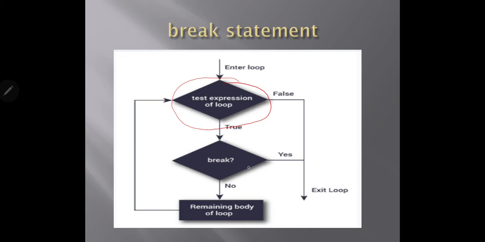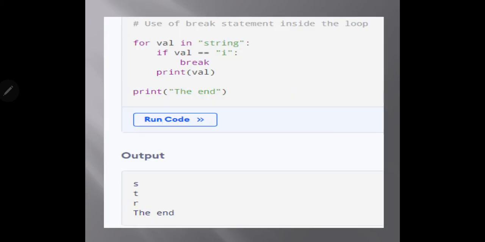then we will break out of the loop, and if it is not, then the remaining body of the loop will get executed. Okay, so it will be more clear to you when I show you the example, the code. So let's go to the code.